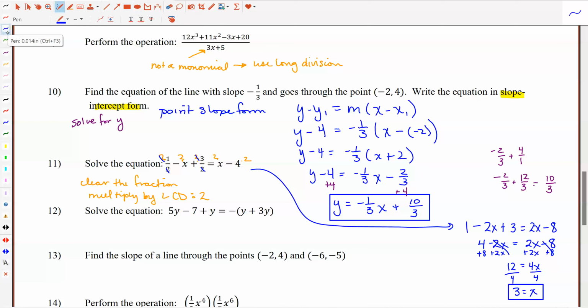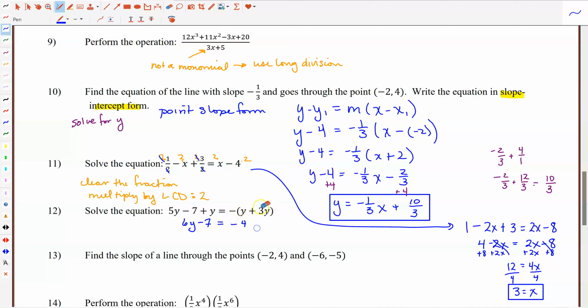On the next problem, we're asked to solve the equation 5y minus 7 plus y is equal to negative parentheses y plus 3y. So I'm seeing that I have some like terms over here I can put together. So 5y plus y is 6y minus 7 is equal to, and then on the right-hand side, inside the parentheses, those are also like terms. I can put those together. So y plus 3y is 4y.